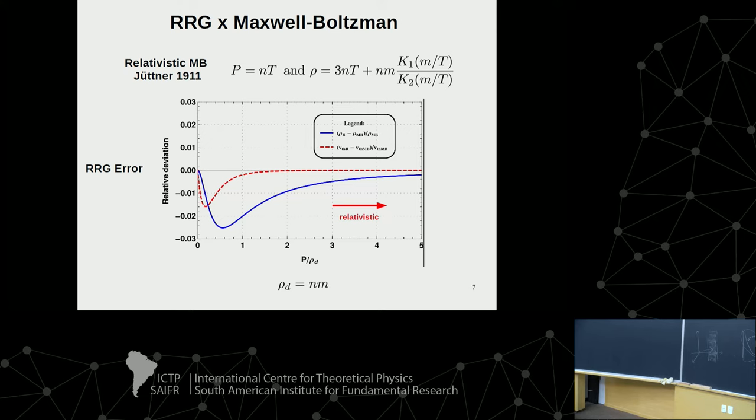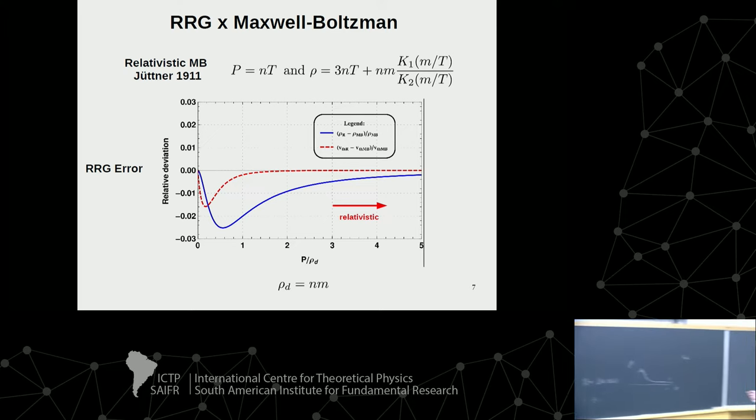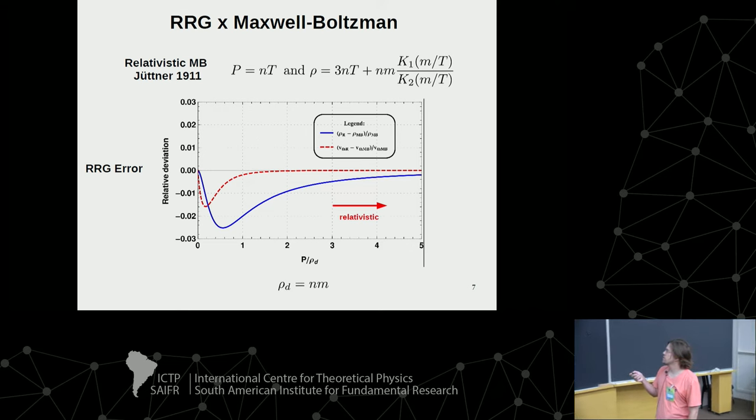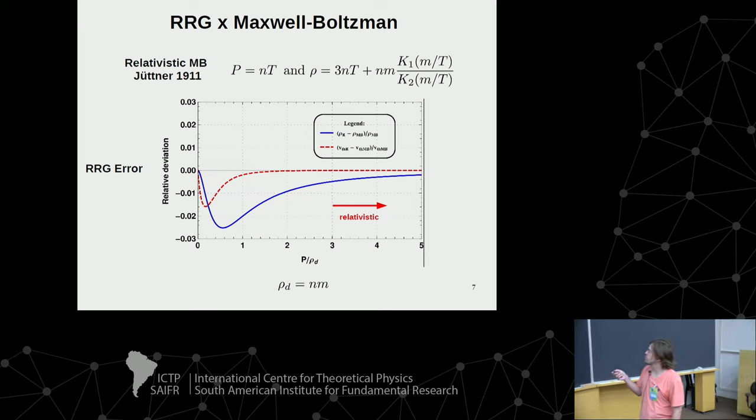Okay, but then we compare these, which should be exact, with RRG, and what you get is the maximal error is like 2.5% in this regime here. Here goes P over rho, the rest energy density. Here you go to the relativistic regime. Here you are in the cold regime. The error in the thermal velocity is even smaller. So the maximum error you have is around 2.5%.